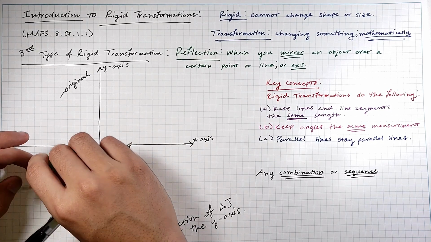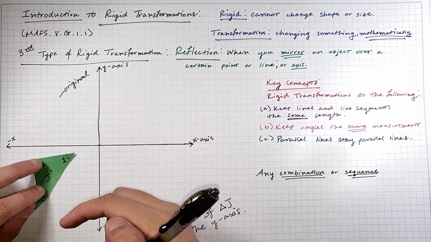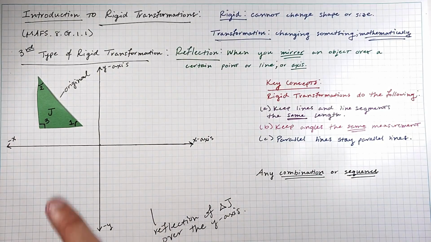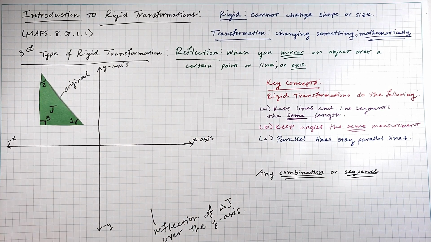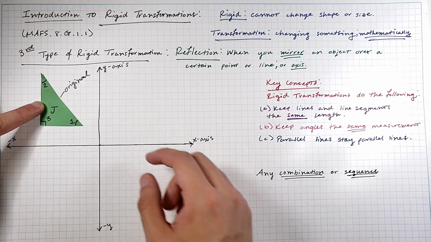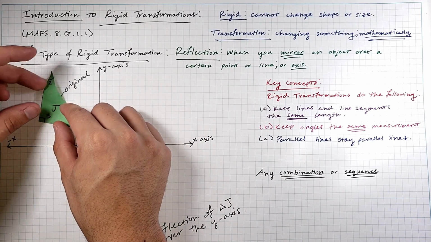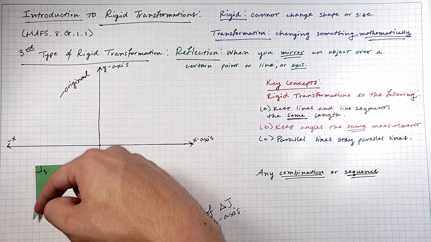Okay, so that's pretty much it. We'll call this J prime since it's the image, since it's what's happening to it. Here's the original, and notice how the triangle is pointing up right now. But when we reflect it over the x-axis, when we take its mirror, now the triangle is pointing downwards.